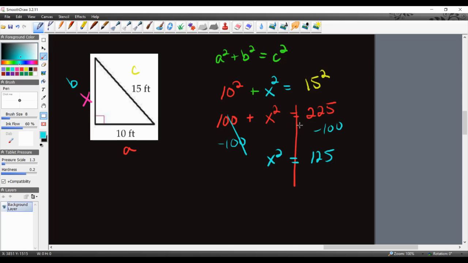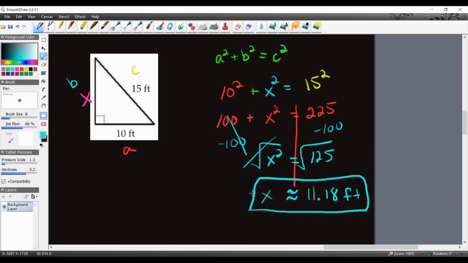And then our last step here would be to square root both sides. Remember that we just want the positive square root of that, and I don't know what that is, so let me calculate it real quick. Square root of 125 is approximately 11.18. It's approximate, so we're not going to put an equal sign there. That means approximate. 11.18 feet. And that's it. If you have any questions about any of this, as always, let me know.